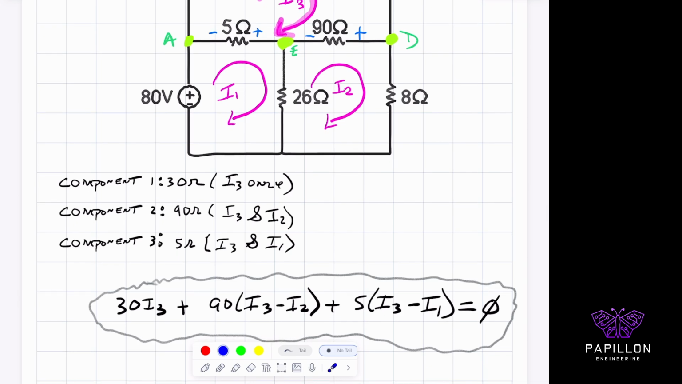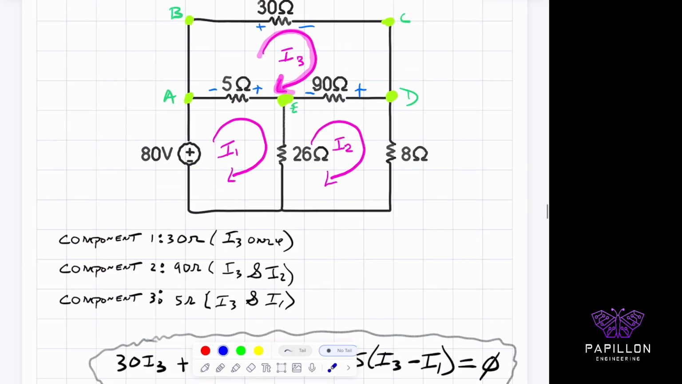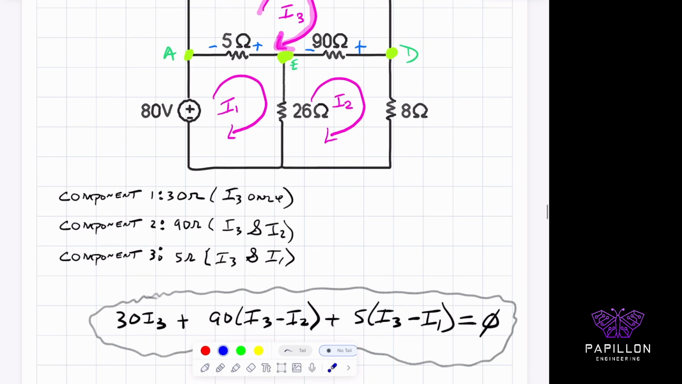It's going to be 30, right, which is our top resistor over here, multiplied by I3, because there's nothing else affecting it, plus 90, which we're over here now, times, we're in loop 3, I3, and we're going opposed, I2, and then plus again 5 ohms, times, we're in loop 3, so it's going to be I3 minus I1 equals 0. And there you have it. We have our 3 equations for this problem, and we're actually ready to solve for the current.